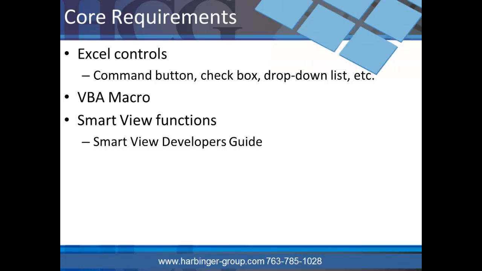Before I get started with the demo, there are a few things you should know. In order to do SmartView automation, you need three basic things. One, Excel controls, like command buttons, checkboxes, drop-down lists, as you'll see. Two, you need to associate with the controls a VBA macro. And lastly, within that macro, there needs to be SmartView functions that tell SmartView what to do. And to look at all of those functions, go to your SmartView Developer's Guide.